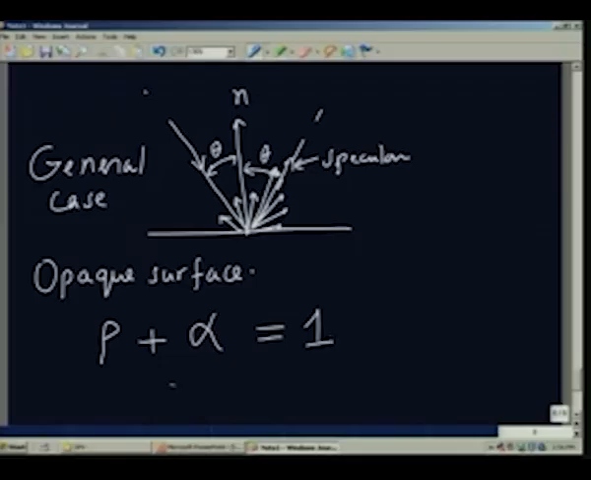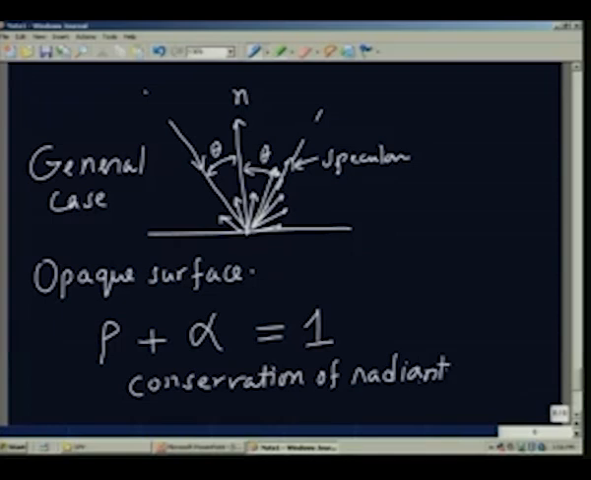This is nothing but conservation of radiation energy, or radiant energy. What is incident on the surface should either be reflected or absorbed, because it is an opaque surface and nothing is penetrating into the surface. Therefore, it is either reflected or absorbed at the surface. So, rho plus alpha equals 1.